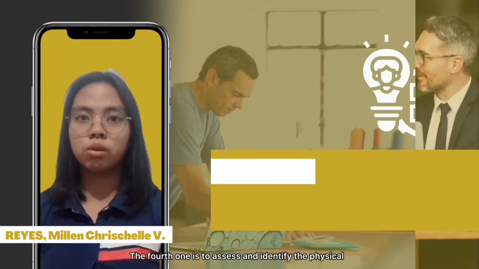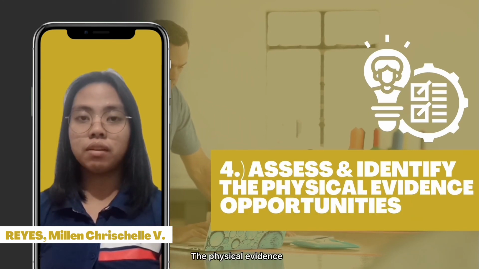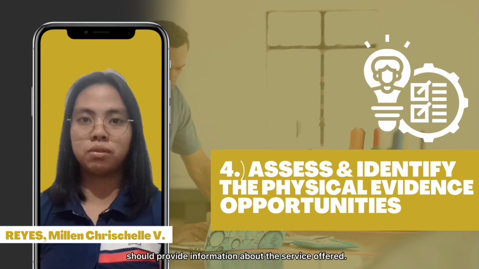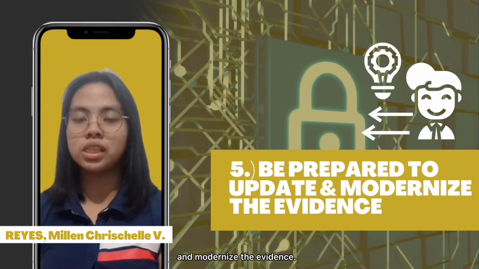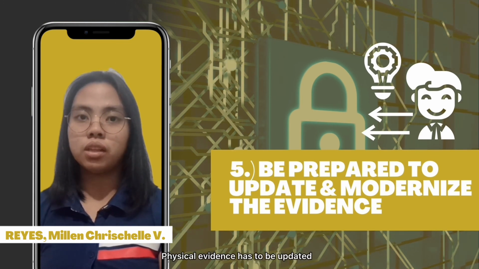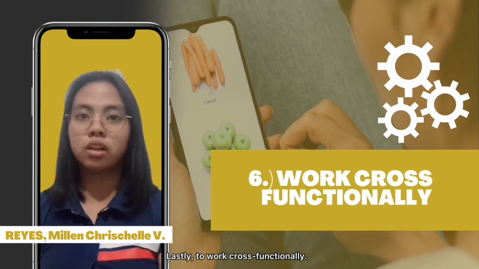The fourth one is to assess and identify the physical evidence opportunities. The physical evidence should provide information about the service offered. The next one is to be prepared to update and modernize the evidence. Physical evidence has to be updated and changed regularly. Lastly, to work cross-functionally.